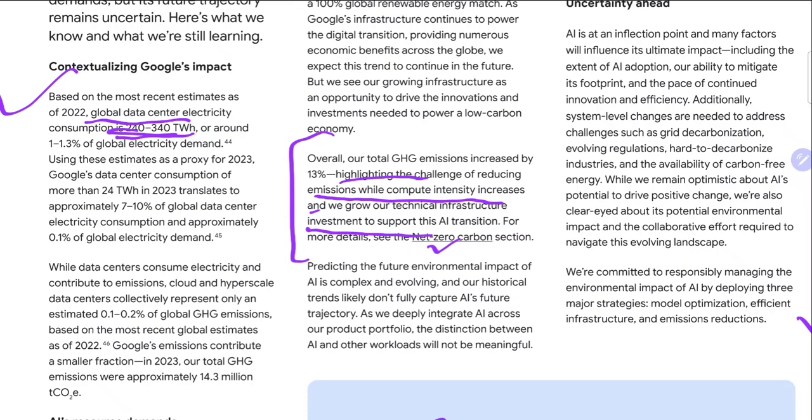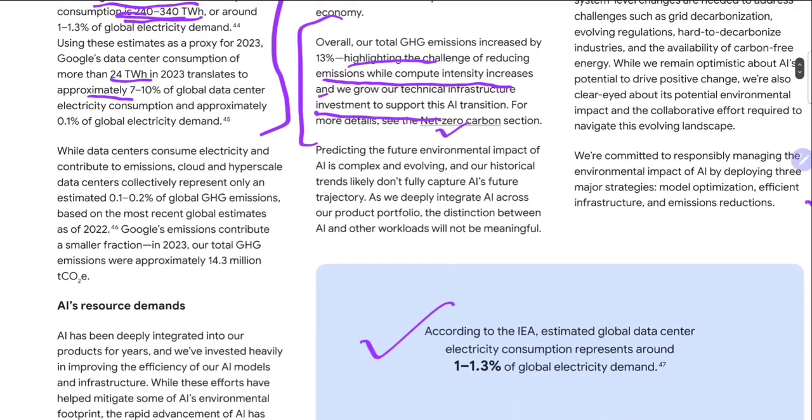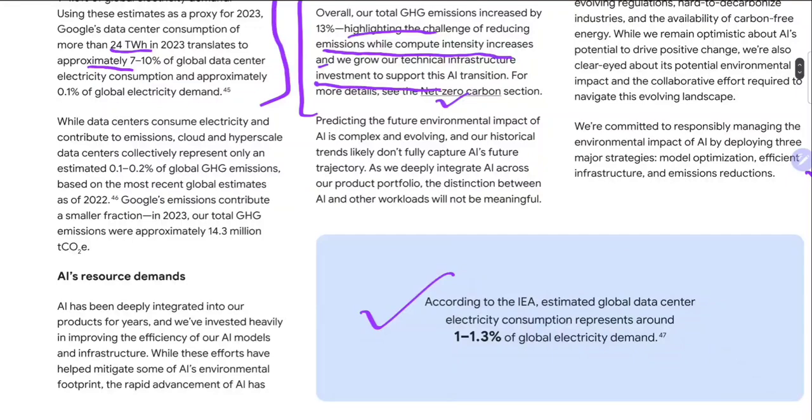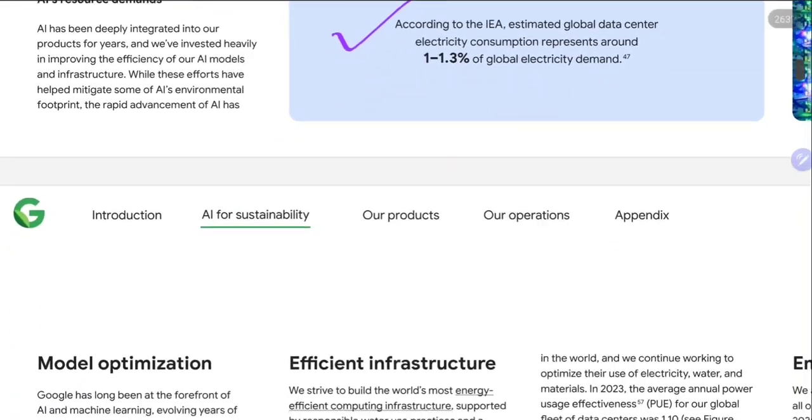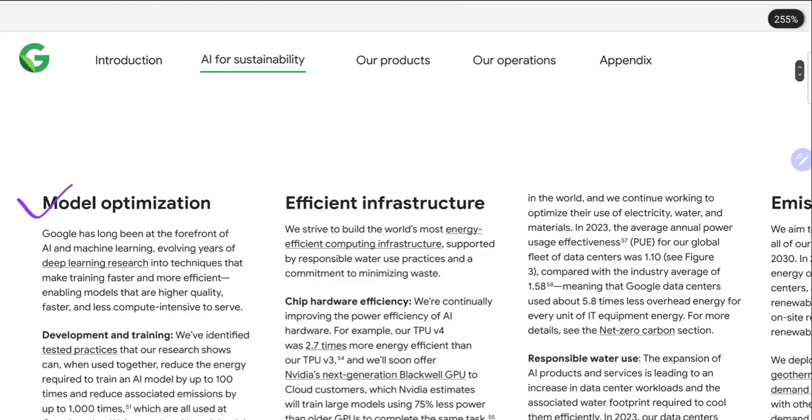So using these estimates as a proxy for 2023, Google data centers consumed more than 24 terawatt-hours in 2023, which translates to approximately 7 to 10% of global data centers. See, this is a very important figure given here. So AI's resource demand, certain relevant sustainability information is given here. Then model optimization, efficient infrastructure.